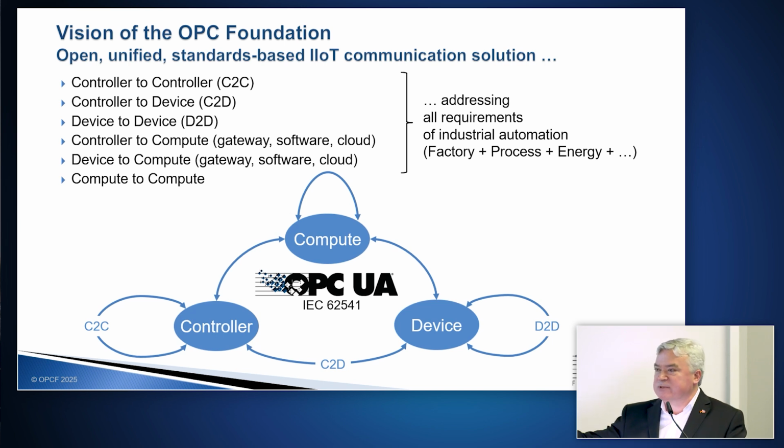So in this abstract graphic, all these interactions, whether between controllers, between controller and device, between devices, or up to any kind of what we call compute function, edge, cloud, any kind of software application, this is all done consistently with OPC UA. So you're not losing this connectivity, but it's always included. And it also includes the security that is built into OPC UA.